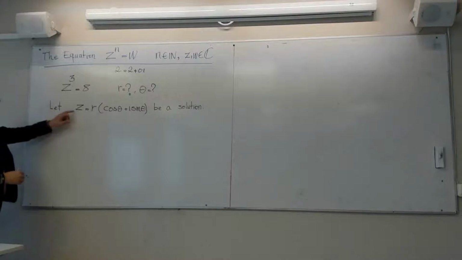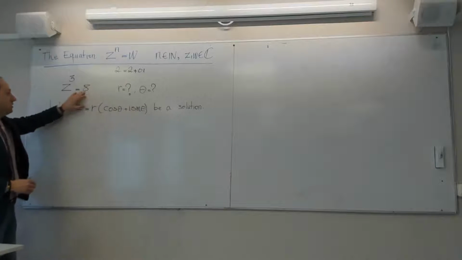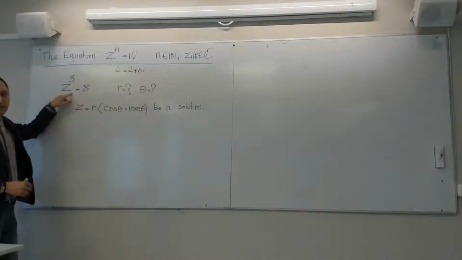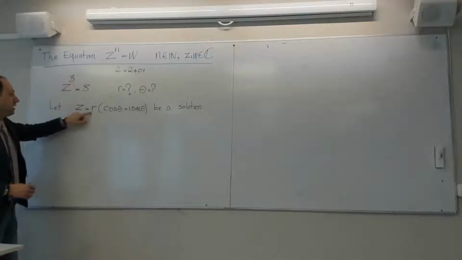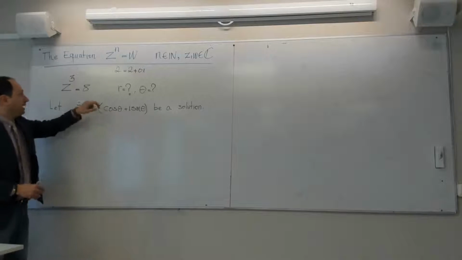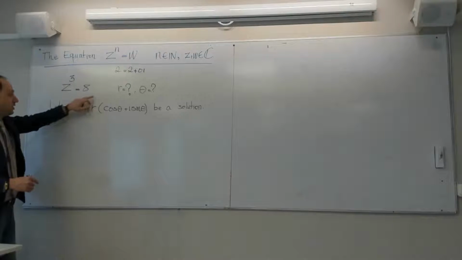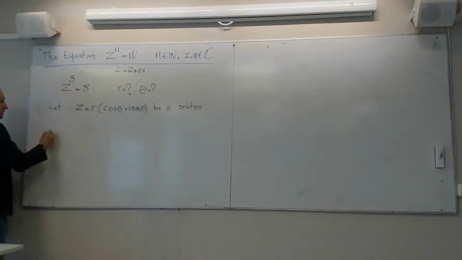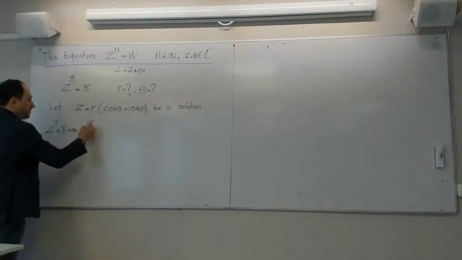Okay, but then this is supposed to be a solution of this equation. So it means that this solution satisfies this equation. So instead of the z in the equation, I write this. And when I want to raise it to power 3, we learned how to do it in the previous session. I raise r to power 3. So let me write it here. z to the power of 3 is equal to 8. This implies that r to the 3.